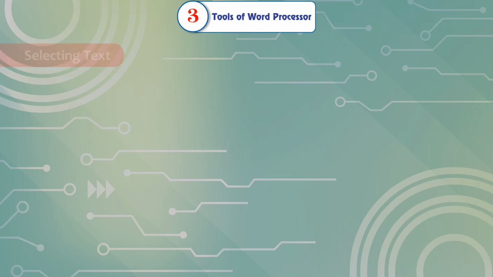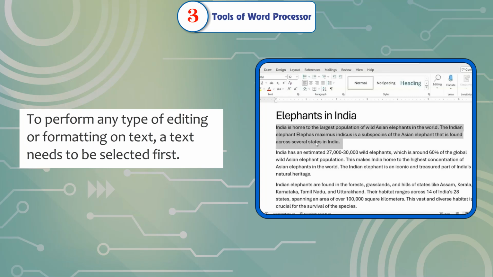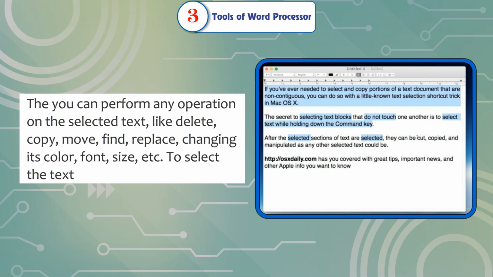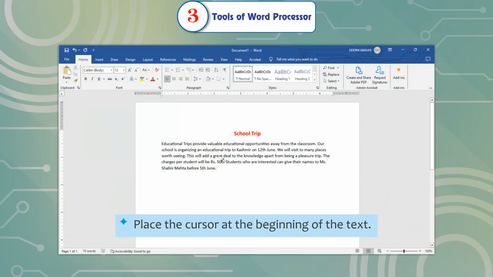Selecting text. To perform any type of editing or formatting on text, a text needs to be selected first. When you select the text, it becomes highlighted. You can perform any operation on the selected text, like delete, copy, move, find, replace, changing its color, font, size, etc. To select the text, place the cursor at the beginning of the text.